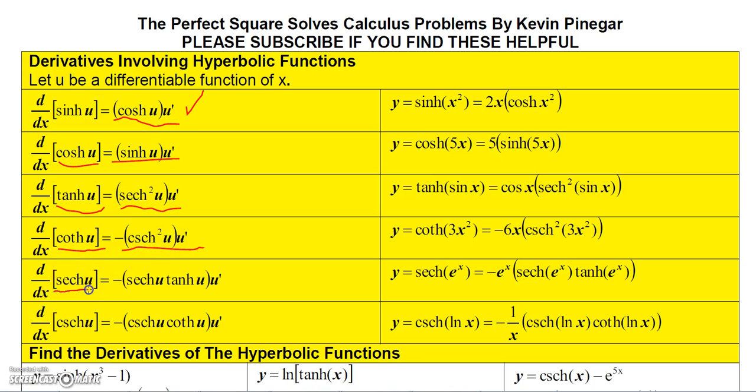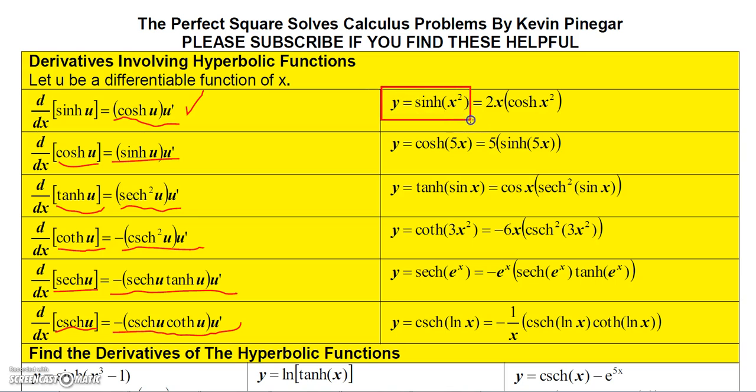The derivative of hyperbolic secant u is minus the hyperbolic secant of u times the hyperbolic tangent of u times u prime. And finally, the derivative of the hyperbolic cosecant of u would be minus the hyperbolic cosecant of u times the hyperbolic cotangent of u times u prime. So beside each of these, I actually gave you just a little example here. So let's take a look at them one by one.